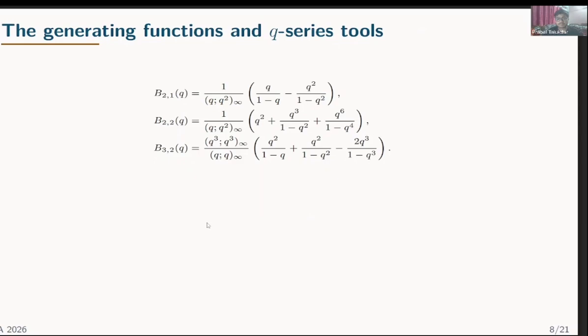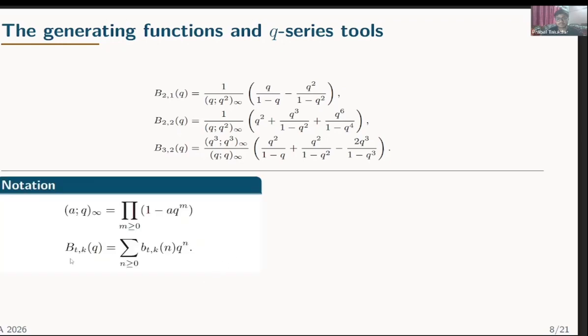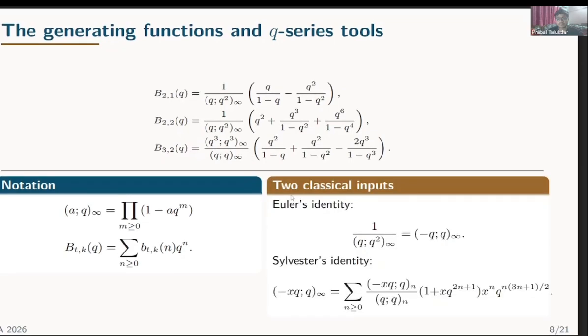Now to answer this question, we move to the explicit generating functions used in the proof. Here a generating function is a power series that records a sequence in its coefficients. For us, the capital B_{t,k}(q) records the hook count b_{t,k}(n). The three generating functions displayed here are the input identities that will be used in the proof, together with Euler's identity and Sylvester's identity.